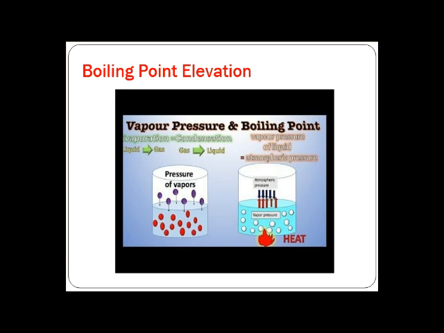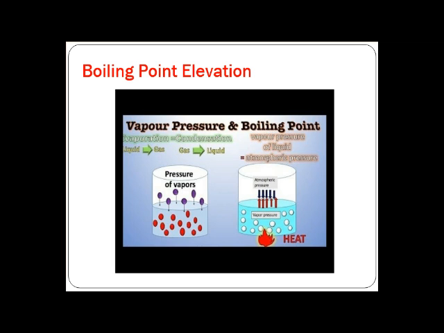So if you consider a pure solvent, when we add solute particles to that, the boiling point increases. That is known as boiling point elevation. Why does this boiling point increase when we add solute particles to it?